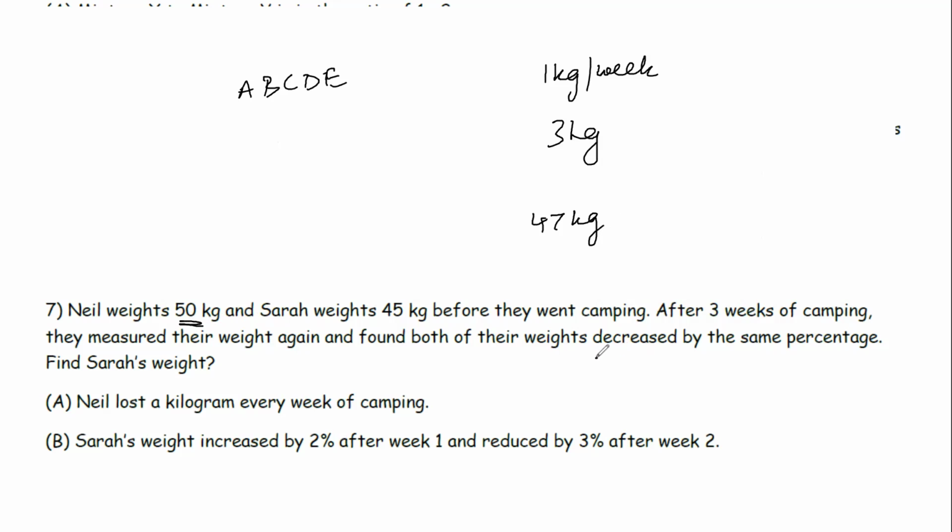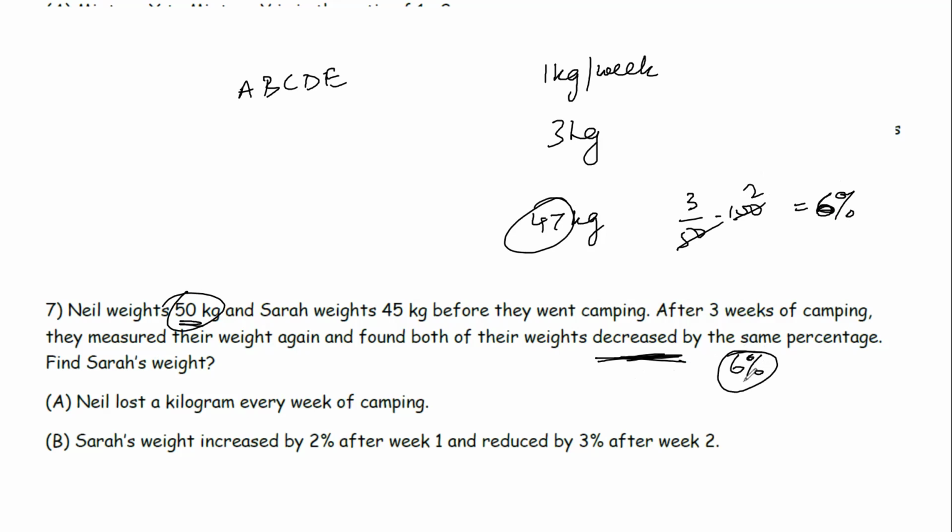And remember, both of them found their weights to decrease by the same percentage. So 3 upon 50, because the difference of 47 and 50 kg is 3 kg, upon the original, into 100. So we know that 6% is the amount that Neil's weight decreased by, and so Sarah's weight also, because both the weights decreased by the same percent. So if Sarah is 45 kg and we take a decrease of 6%, meaning we take 94% of 45, that will give me my answer.